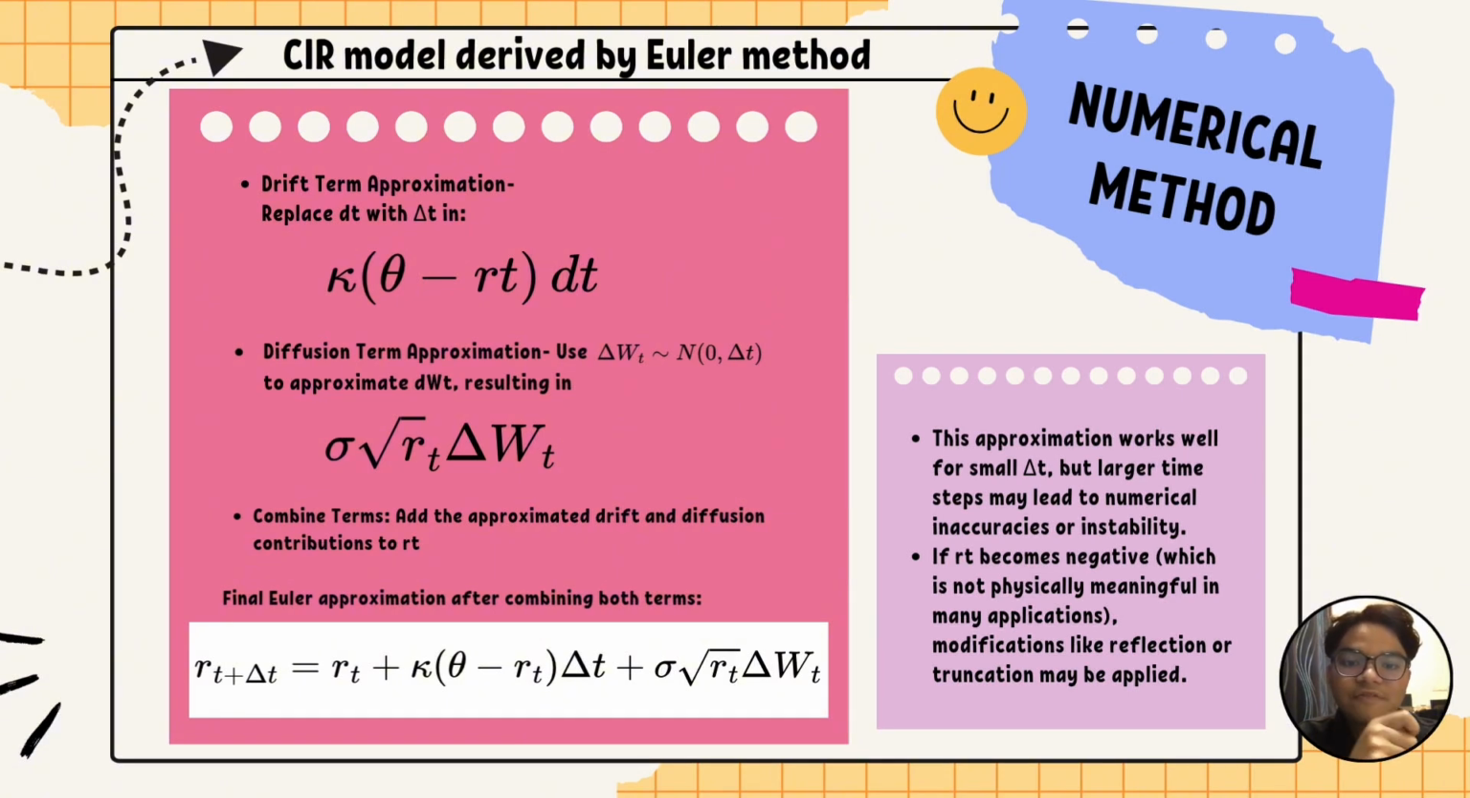Let's start with the drift term in the CIR model equation, k(theta minus R_t) dt. To approximate this, we replace the infinitesimal time step dt with a small time interval delta t. This represents the deterministic part of the rate change, meaning how the interest rate reverts to the long-term average, theta.